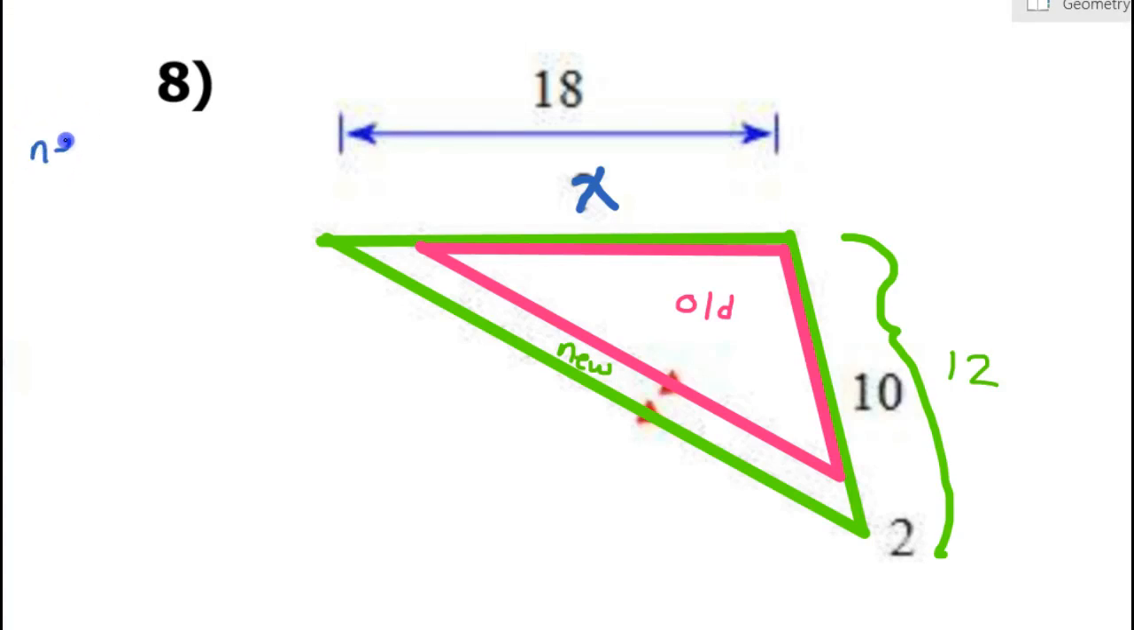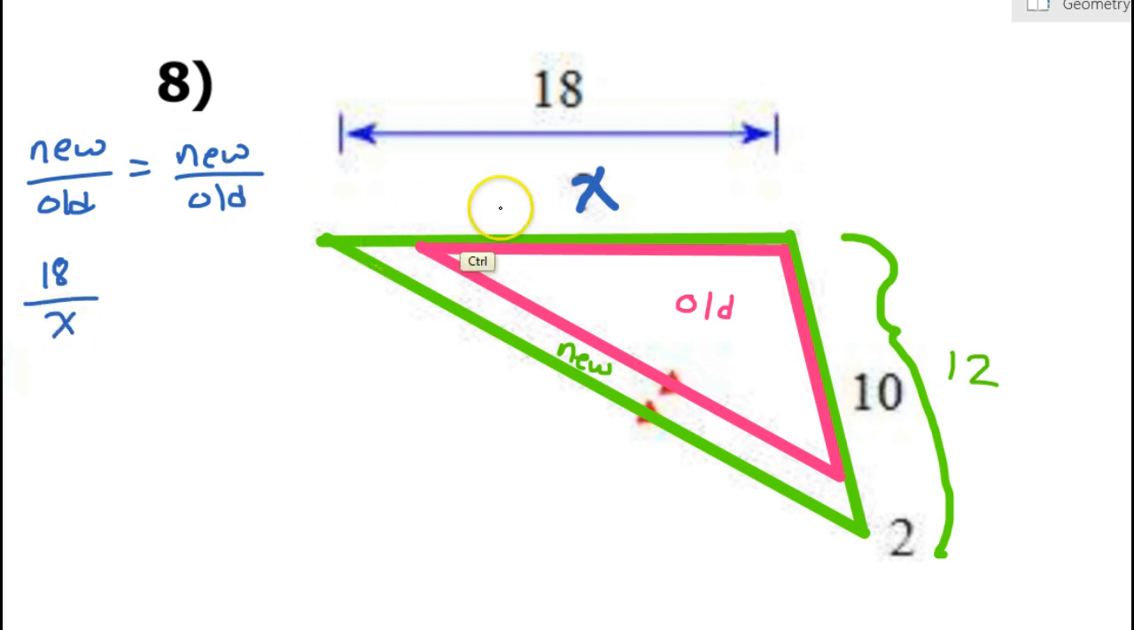So as we always do, we will do new over old is equal to new over old for our proportion. So let's go ahead and use these sides first. New over old, that'll be 18 over x, the green side over the red side. And then on this side, we just found that the new side is 12, the total of these, and the old side is the 10, so 12 over 10.